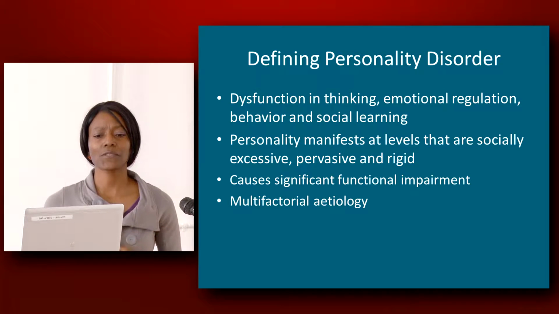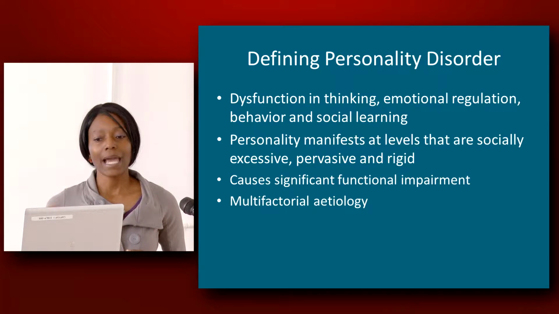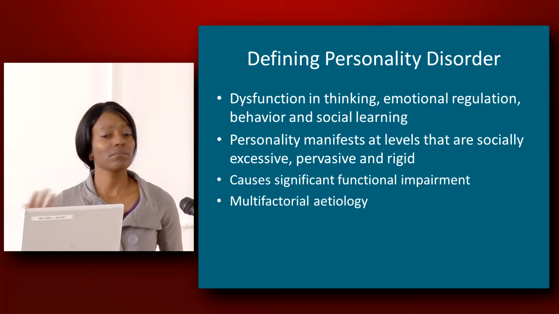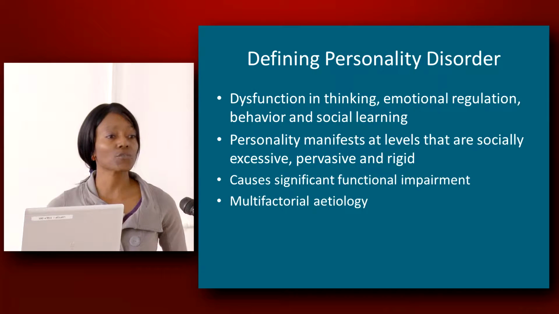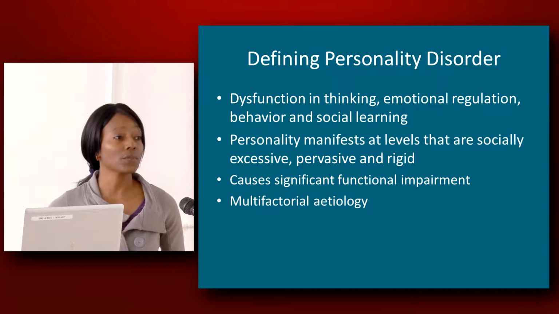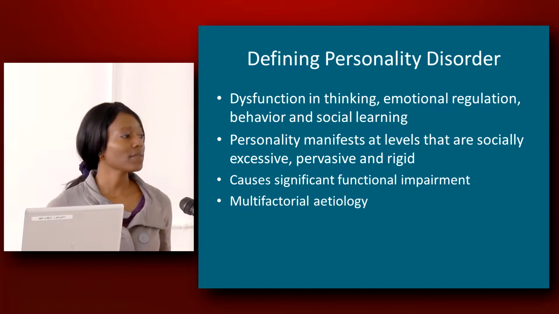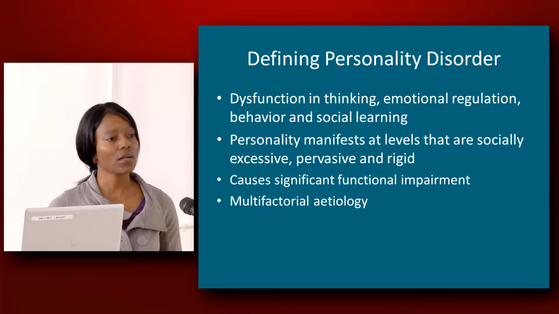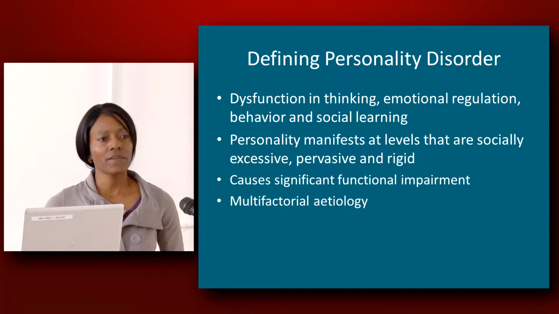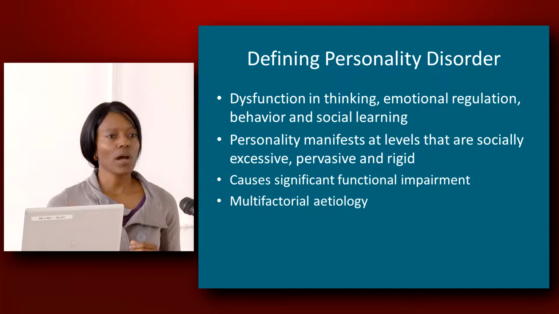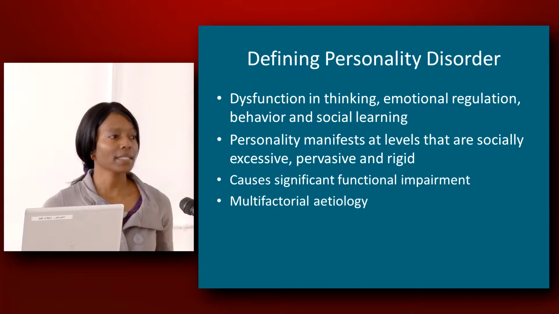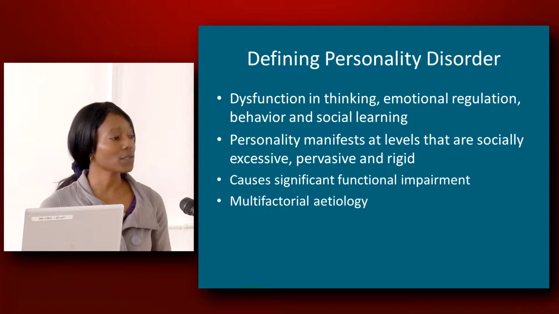So in summary, personality disorders capture a dysfunction in the way people think, dysfunction in how they regulate their emotions, dysfunctional behavior, and difficulties with social learning. They do not respond well to social cues. In addition, their personality traits are quite excessive and rigid given the environmental context they're in. So it causes them a lot of functional impairment, which we're going to touch on quite a bit because this is sort of the basis of why we might have a lot of difficulties interacting with patients with either these personality disorders or strong traits from these disorders.